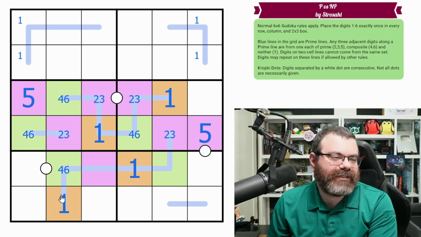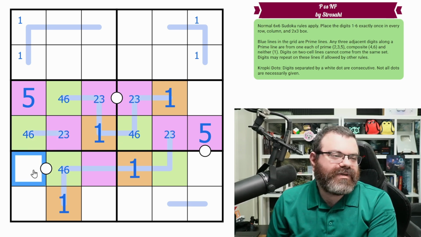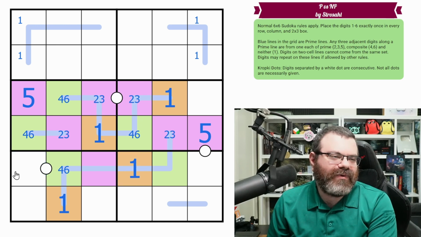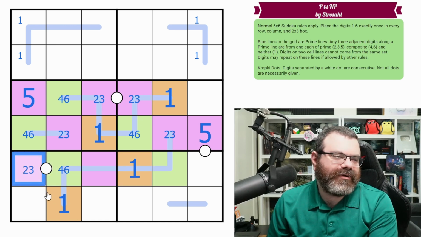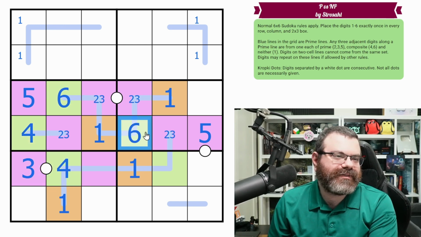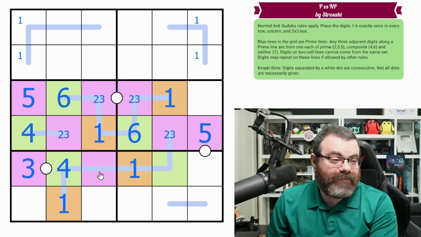That's a 4, 6. So this can't be green, and it can't be orange. It can't be green because green can't be consecutive with itself. So this is purple. It's a 2 or a 3, so it actually has to be 3, 4. Very nice. That's 6, 4, 6. Okay, we're making progress. This is a 2 or a 5.